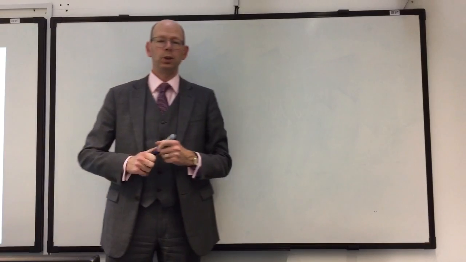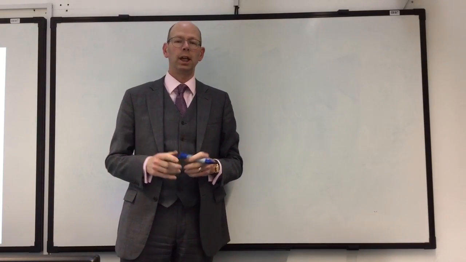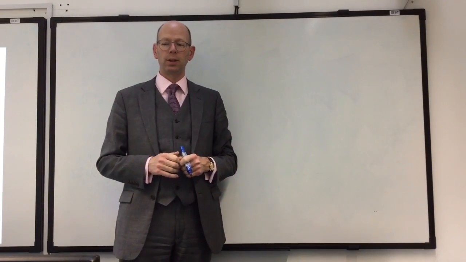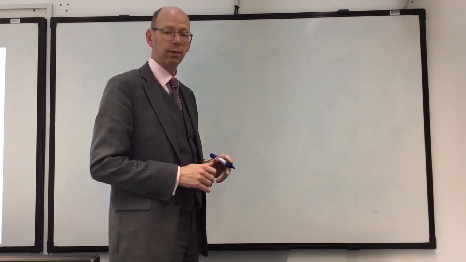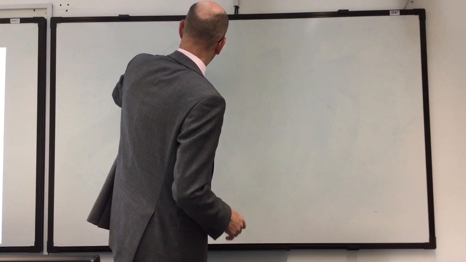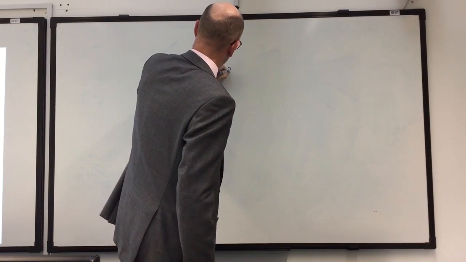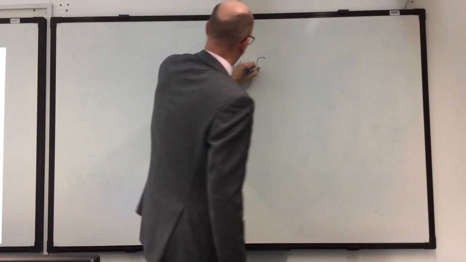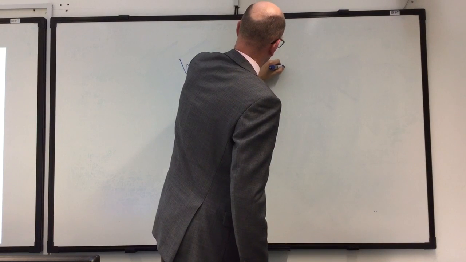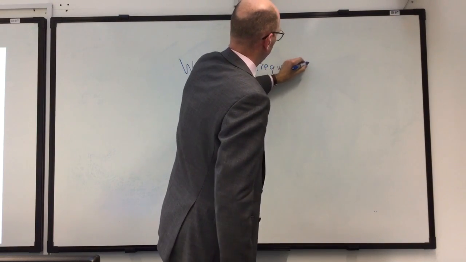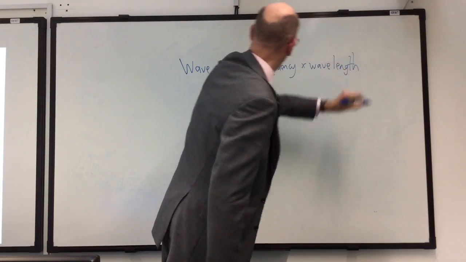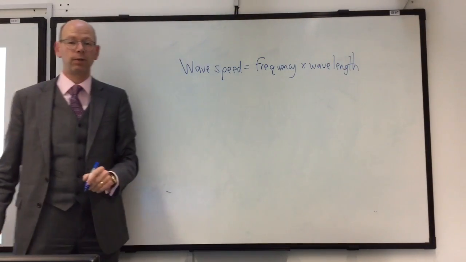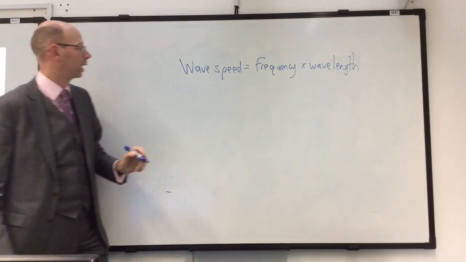Okay, so we're going to think about the equation that links wave speed to frequency and wavelength. And it's a fairly straightforward equation. Wave speed is equal to frequency multiplied by wavelength. Wave speed is frequency times wavelength.